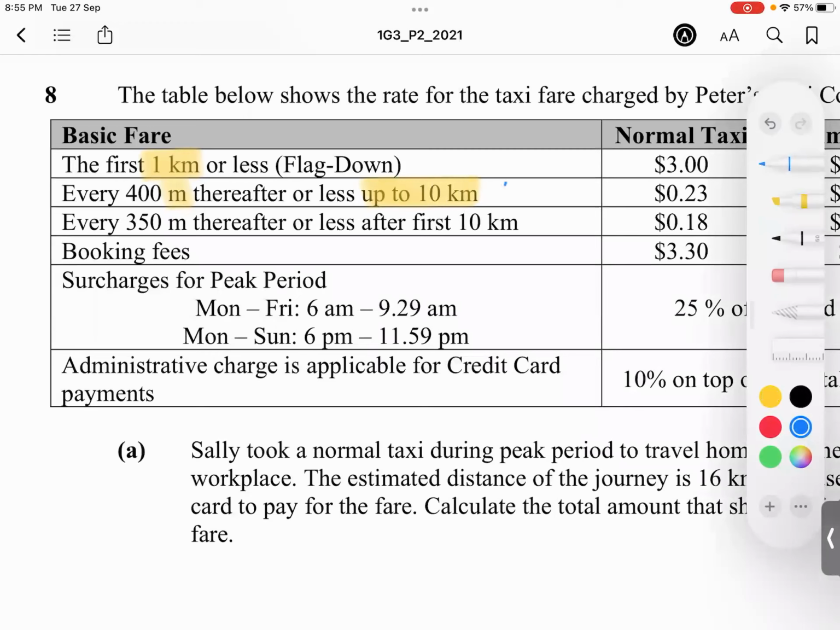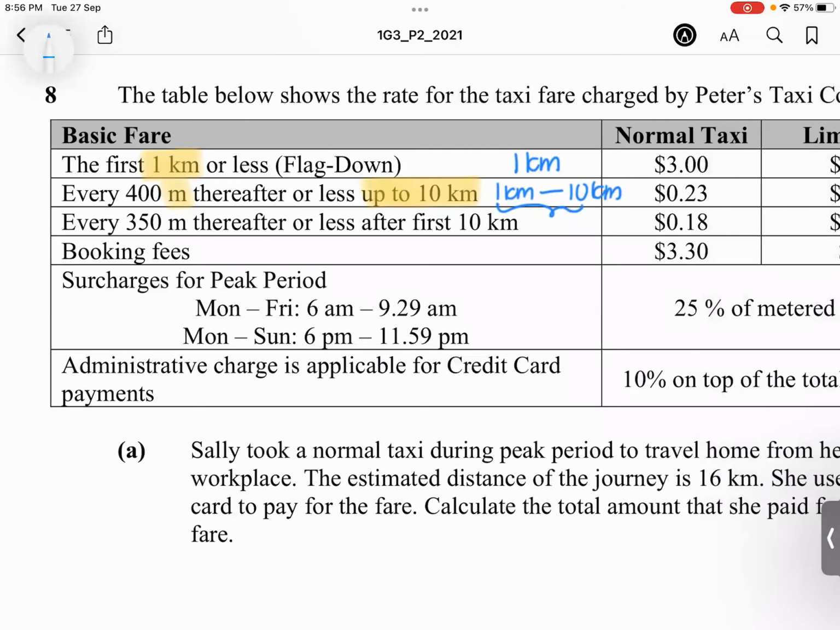They may think, oh, I take 10 kilometers, I divide by 0.4. No, where did my first 1 kilometer go? My first 1 kilometer is here. That means this second portion is from my 1 kilometer until my 10 kilometers. So technically speaking, how many kilometers are there here that are counted under this rate? 9. Yes, a maximum of only 9 kilometers.